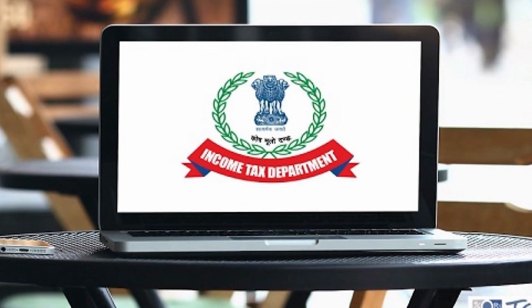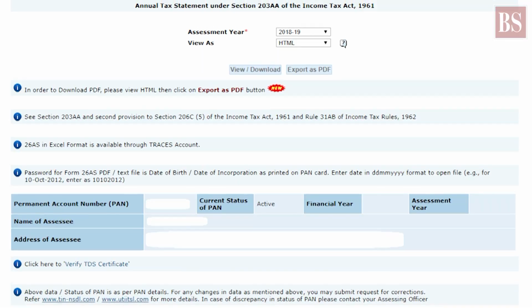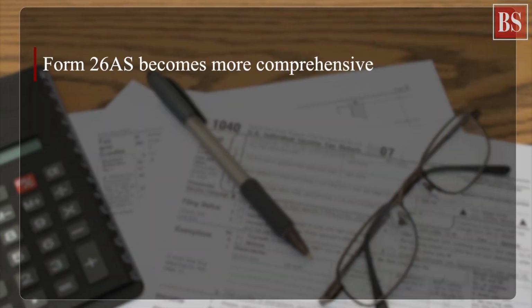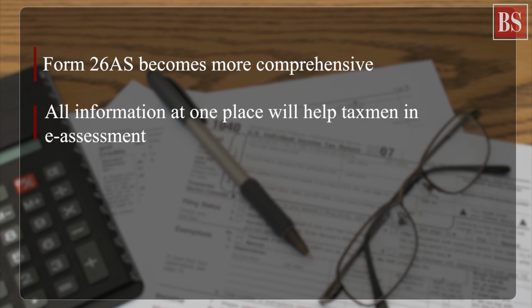The Income Tax Department recently expanded the scope of information that is to be included in Form 26AS, making it more comprehensive. The IT department's aim is to populate as much financial data as possible and to track down people who are not paying their due taxes.